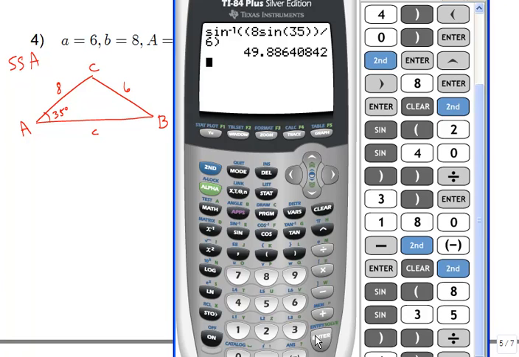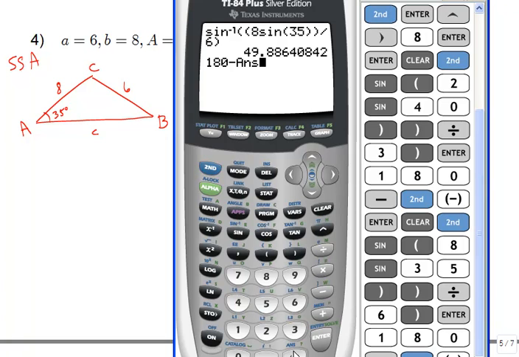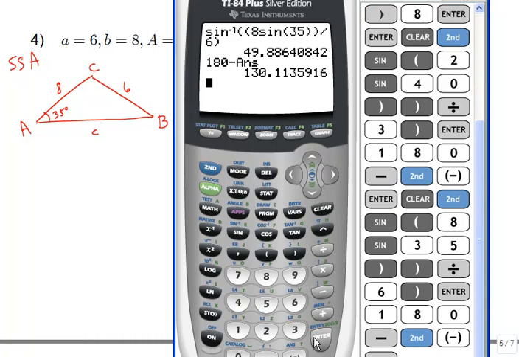Now remember, in the ambiguous case, once you find that very first angle that you're looking for, you need to find its value, but you also need to find its supplement. And both of those are potential candidates for what that angle B could equal. So while I have my calculator handy, let's go ahead and find the supplement. 180 minus this answer. So angle B could either be 49.89, or 49.9, let's round it off to 1/10, or it could be 130.1 degrees. So both of these need to be written down as possibilities.